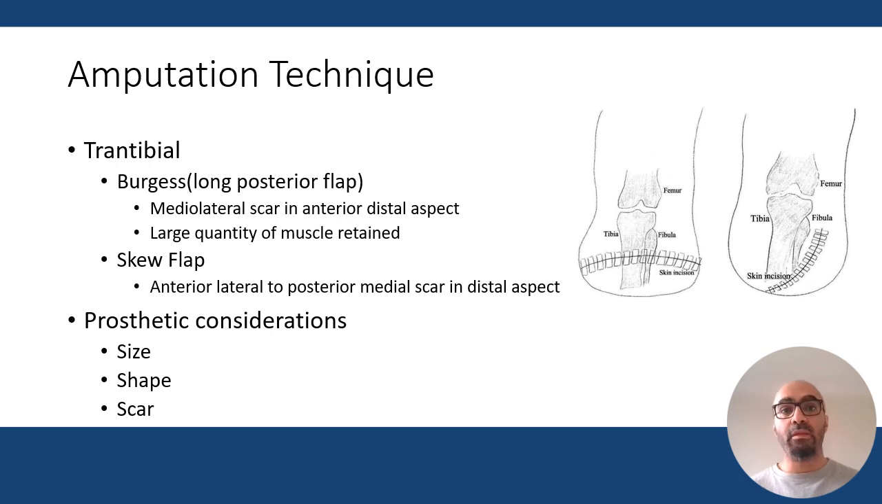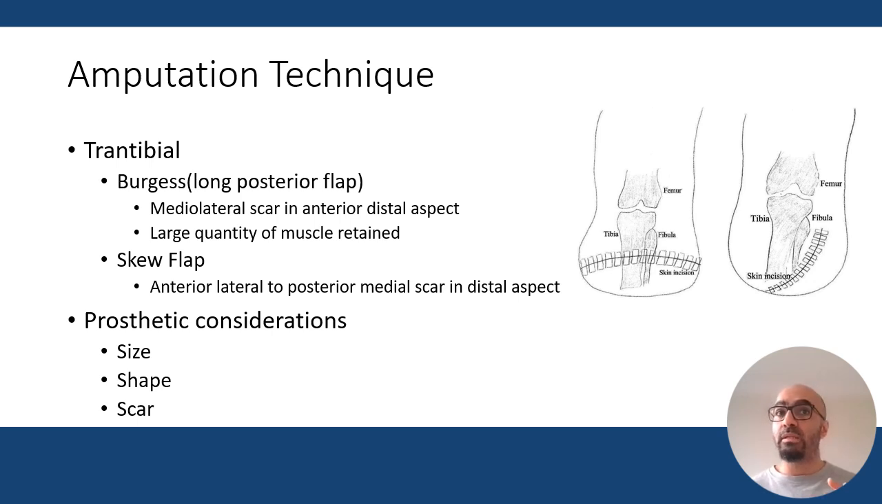All of that tissue will be good for healing of the wound itself. The skew flap is another aspect, anterolateral to posterior-medial. You can see where the wound is coming from. That one was transverse; this one is more oblique and more vertical, with the medial scar in the distal aspect. This kind of wound and amputation is a little bit favorable over the other type, but it depends on the surgeon. The prosthetist will consider a few things: the size, the shape and the scar, and we need to make sure that these are in a good position.